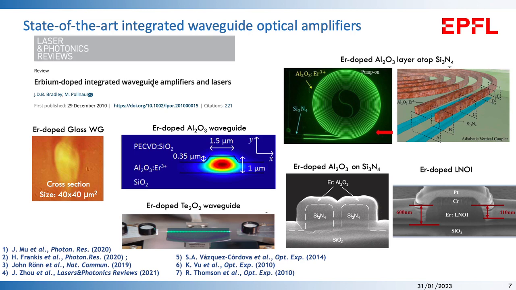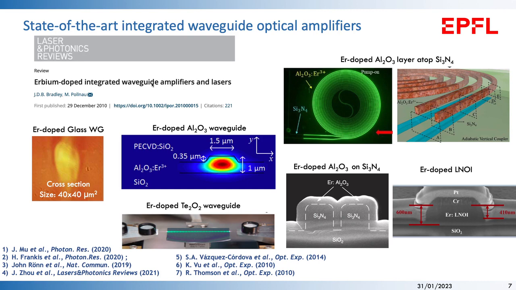On the glass waveguide, the cross section is relatively big, and the loss is also high. It's not really compatible with the nowadays CMOS integrated photonic circuit platform. So recently, people tried to use erbium-doped aluminum oxide and tellurite oxide material to form the waveguide. But you can only use these as standalone devices.